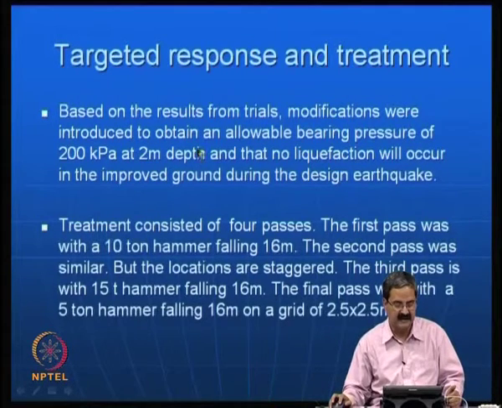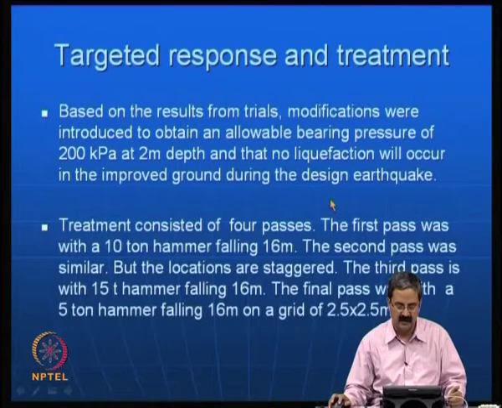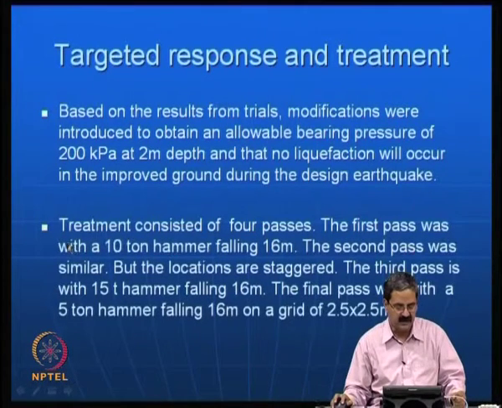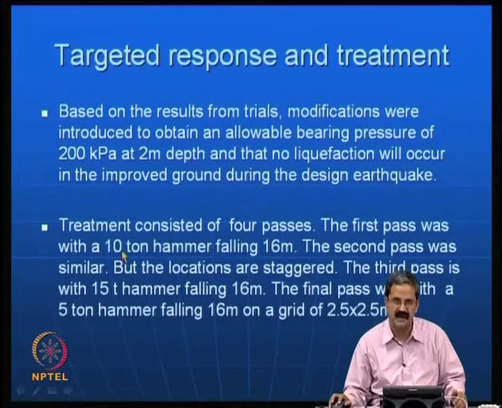So once they figured out the requirements at this particular site, they went ahead with the treatment, and it is very interesting that they had 4 passes. It is not the number of tampings. The first pass was with a 10-ton hammer falling 16 meters. The second pass was similar, but the locations were staggered, a little bit of staggering. And then the third pass was with a 15-ton hammer falling 16 meters. Now the weight is a little higher, 15 tons; in the previous case it was 10 tons.